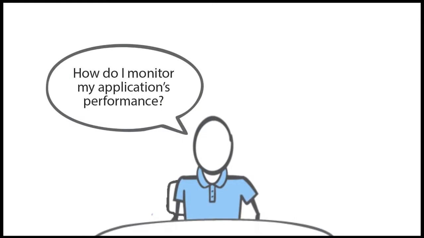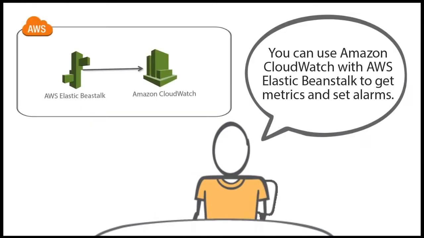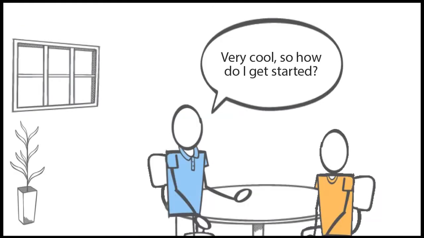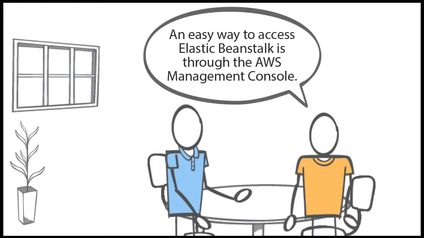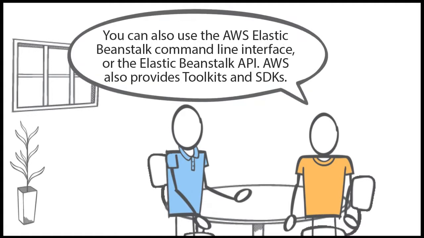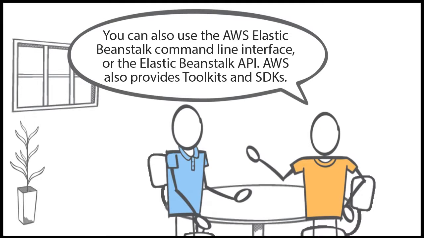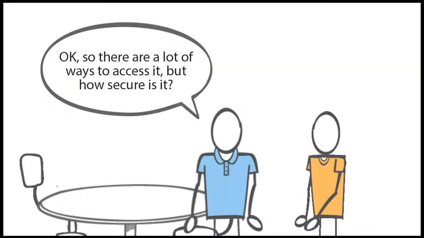How do I monitor my application's performance? You can use Amazon CloudWatch with AWS Elastic Beanstalk to get metrics and set alarms. Very cool. So how do I get started? An easy way to access Elastic Beanstalk is through the AWS Management Console. You can also use the AWS Elastic Beanstalk command line interface or the Elastic Beanstalk API. AWS also provides toolkits and SDKs. Okay, so there are a lot of ways to access it.